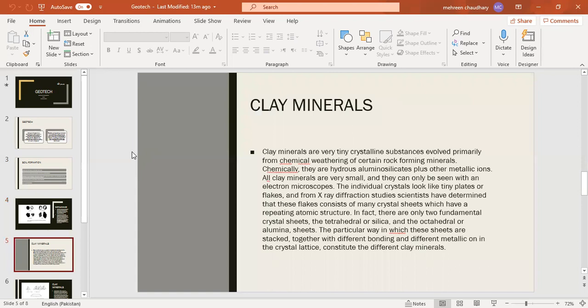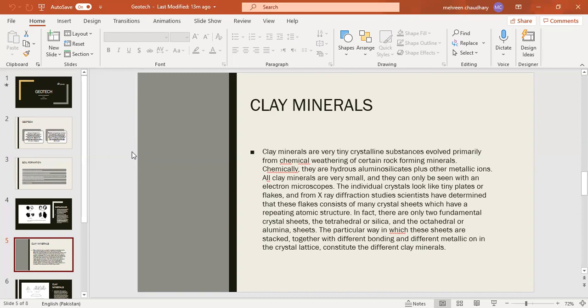Clay minerals. Clay minerals are very tiny crystalline substances evolved primarily from chemical weathering of certain rock-forming minerals. Chemically, they are hydrous aluminosilicates plus other metallic ions. All clay materials are very small and they can only be seen with an electron microscope.